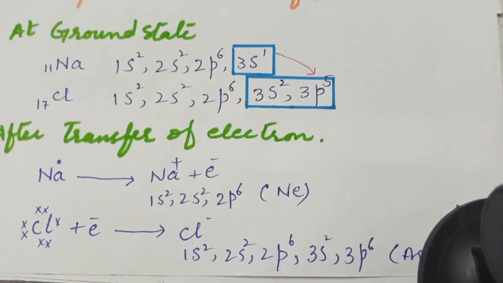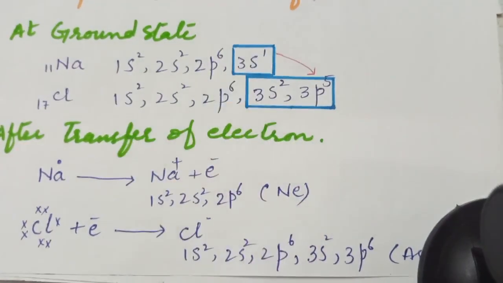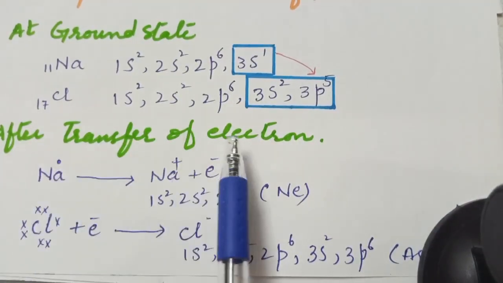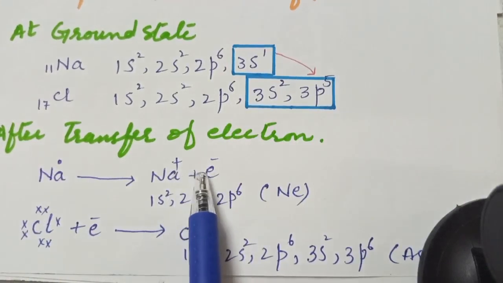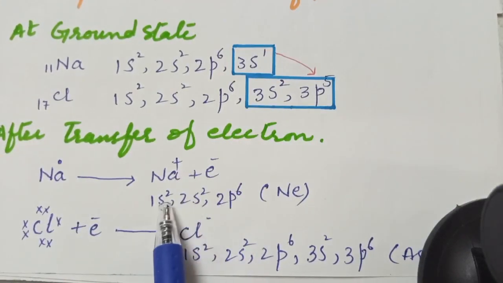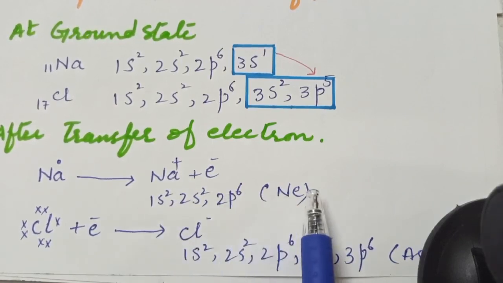Sodium atom loses one electron from its s orbit to complete its outermost shell. After the transfer of the electron, the sodium atom will have a positive charge on it as one electron is lost, and its electronic configuration will be 1s2, 2s2, 2p6, close to the noble gas neon.